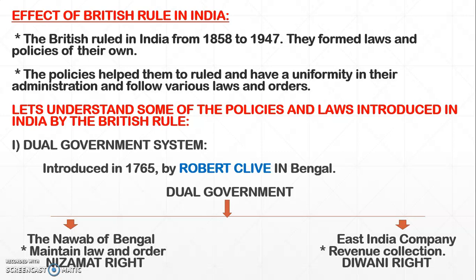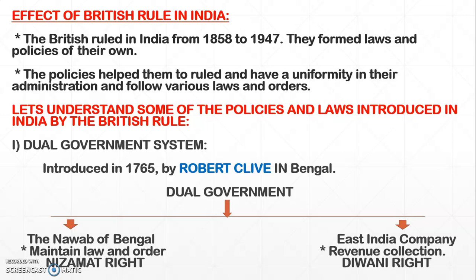Whereas on the other hand, the East India Company took the important department in their hand. And what was that important department? The revenue collection. Revenue collection means collection of taxes through which they used to earn money, and that money was used for the maintenance and development of the East India Company. That revenue collection is known as the Diwani right. So the Nizamat right, that is the maintenance of law and order, and the Diwani right, that is the revenue collection, were kept in the hands of the East India Company.